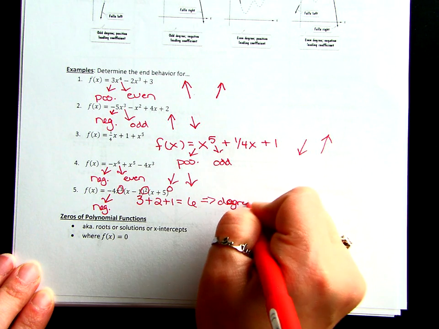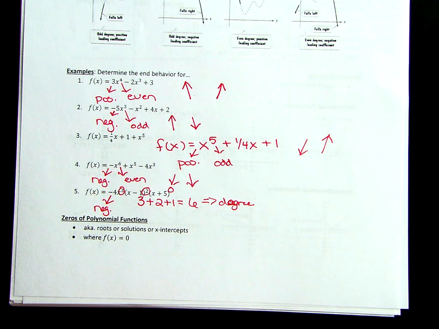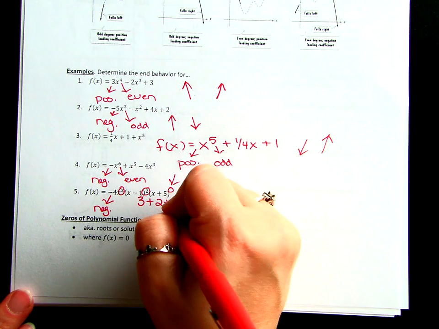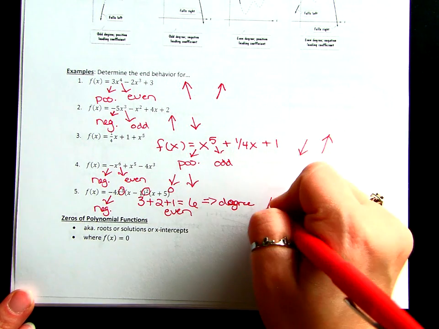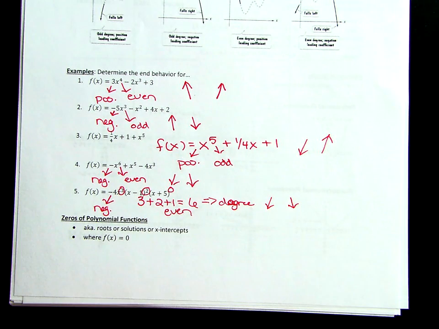Degree, if I can write degree. So this is a 6th degree, which is an even. So we have a negative even, meaning we're going down, down. None of the rest of those we had to worry about because they were already in their expanded form. But if they give it to you where it's already factored, then you have to think about what happens if you were to unfactor it. And that's where you have to add in those different exponents.